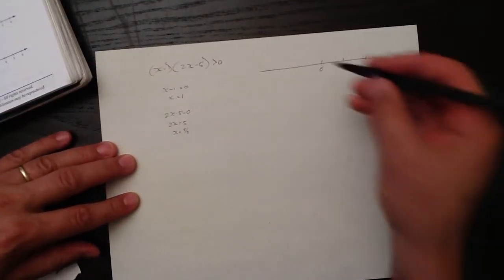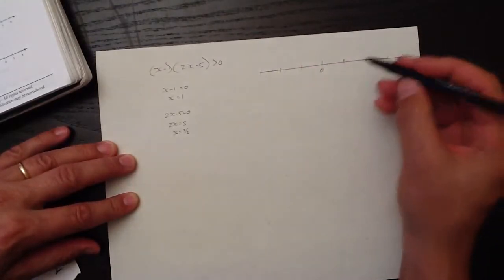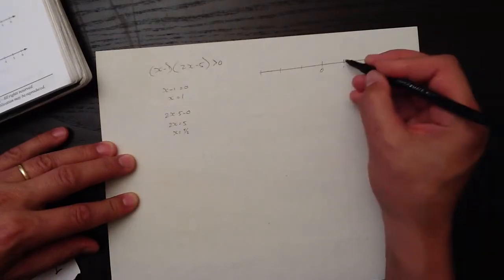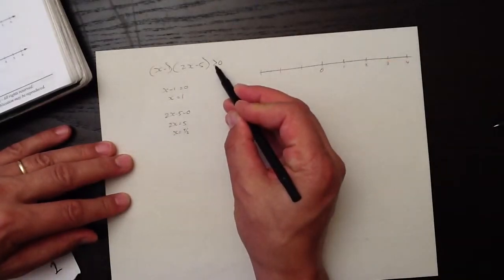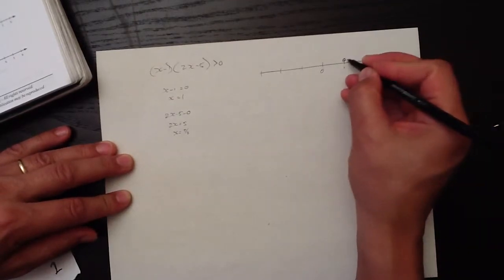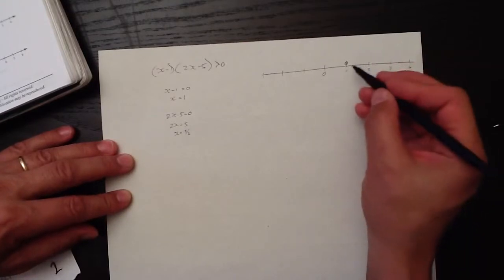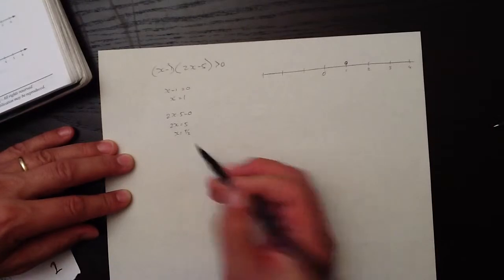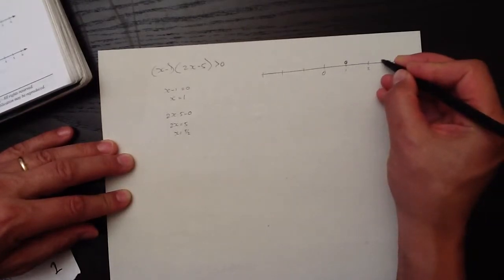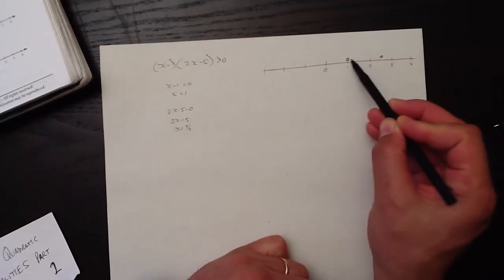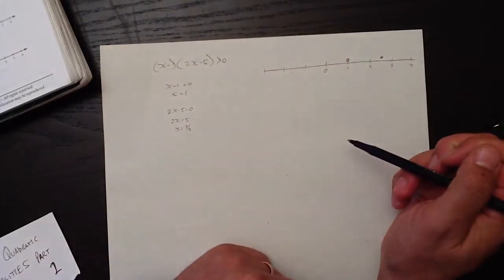So if we plot those on the number line, we know that x equals 1 is here. 1, 2, 3, 4. Because this is a greater than sign, it's not a greater than or equal to, the way I represent it is to draw a circle here. By drawing a circle it means it doesn't include 1 itself. So 5 over 2 is right there. So the solution set is either in between or it's on the outside. Those are my only two choices.